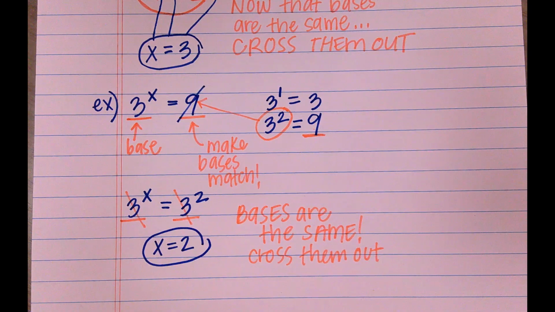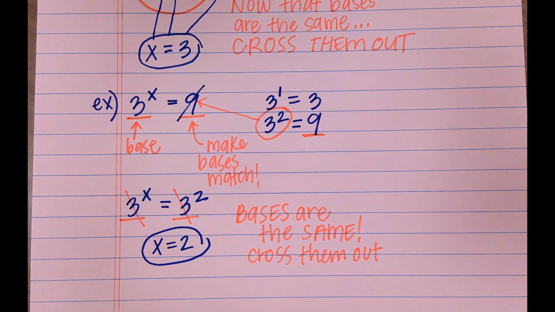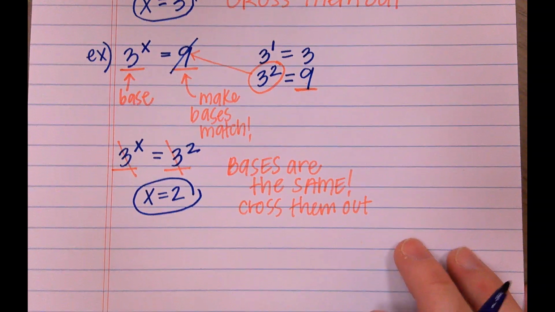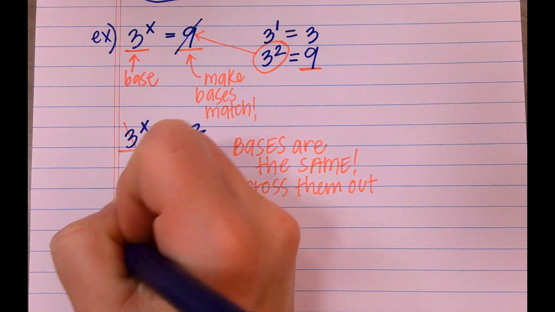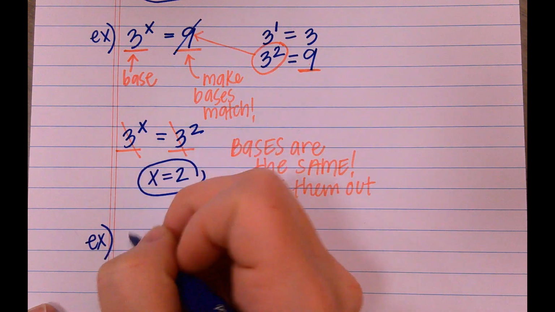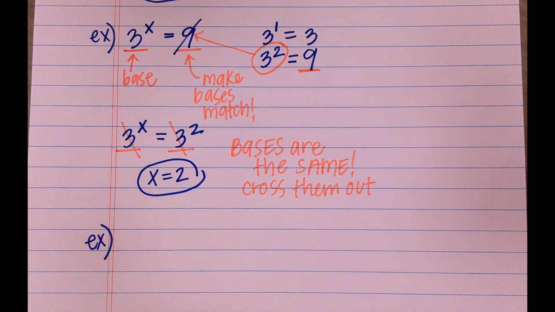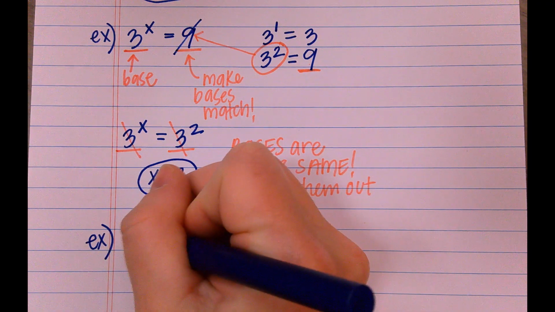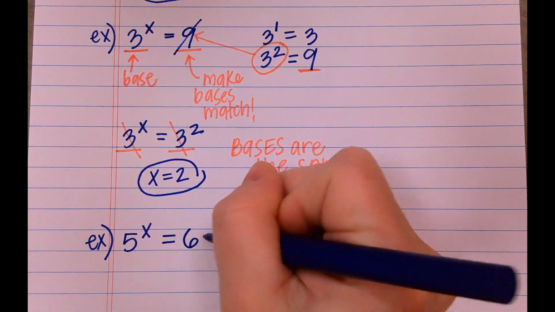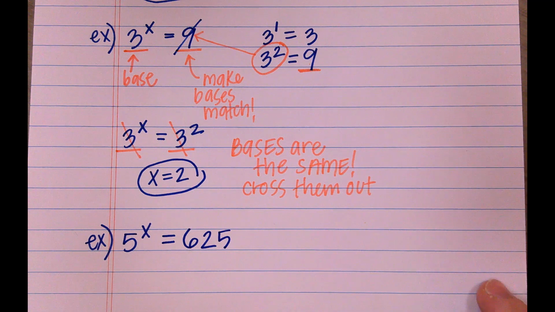I know, this is uncomfortable because we're not used to it. It's a totally different way of solving. Let me give you something else. Let's try a bigger number. What about 5 to the x power equals 625?